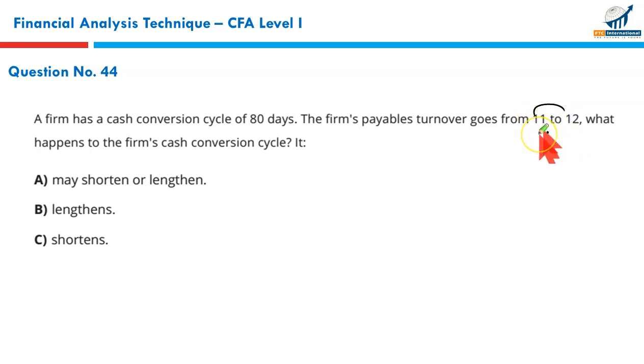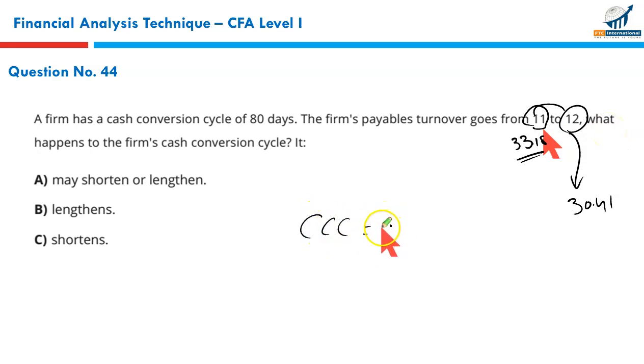Means first it was 365 by 11. That means you used to pay after 33 days to your payable. Now you are paying more frequently. 365 by 12 means now you are paying after every 30 days, right? So you have started paying more frequently. First you used to pay 11 times in 1 year to your payables. Now you are paying 12 times in 1 year. How does it affect your cash conversion cycle?